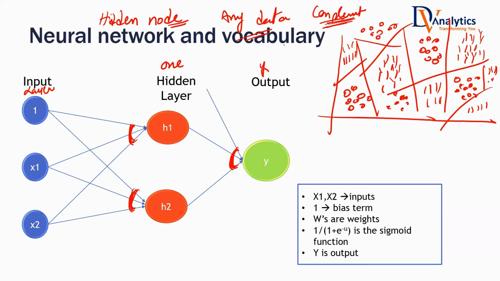We add hidden layers or hidden nodes. Hidden node only, not hidden layer. There is only one layer. Don't get confused. There's only one hidden layer. In that, we add multiple hidden nodes. Are you with me?